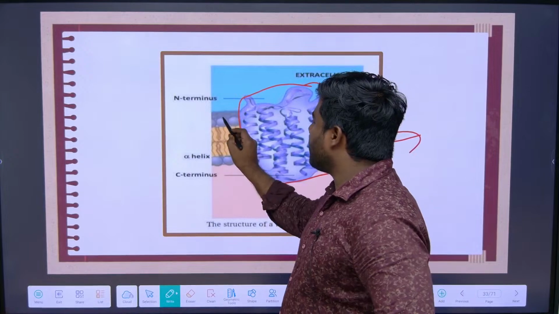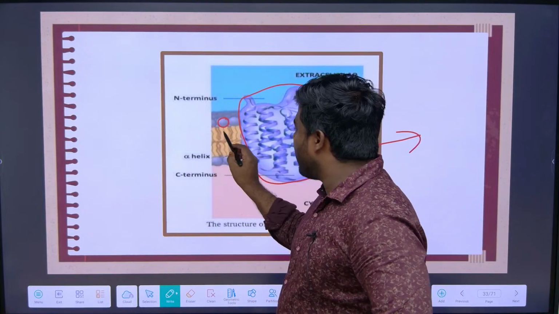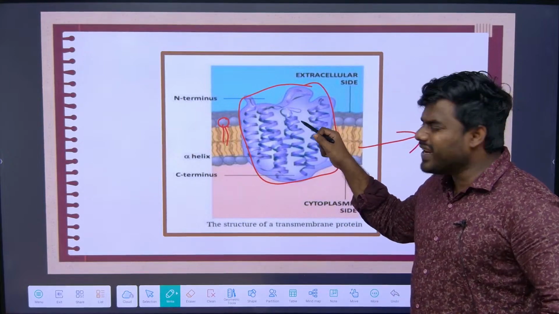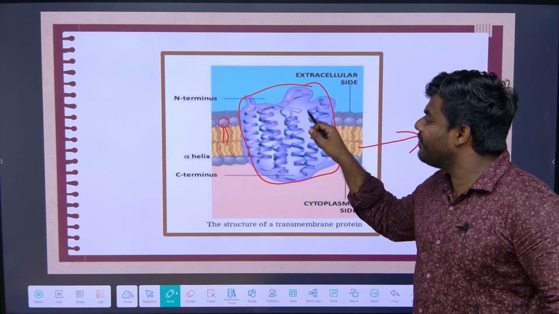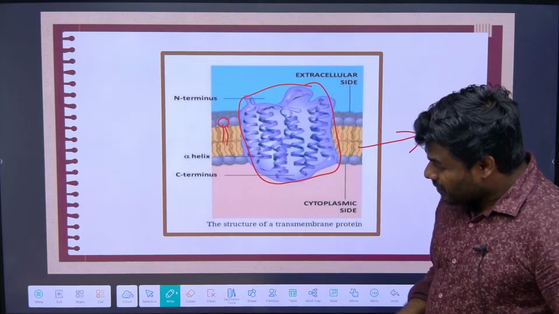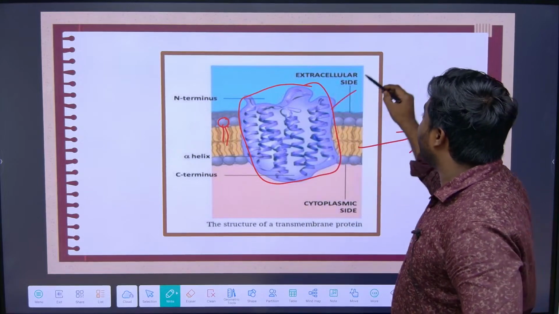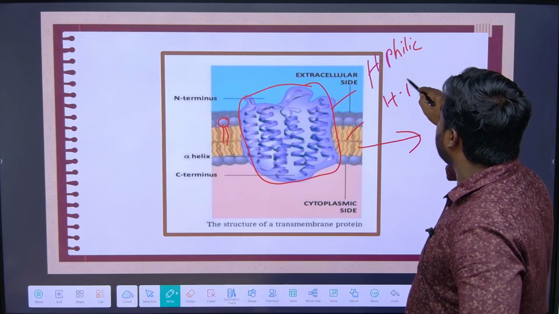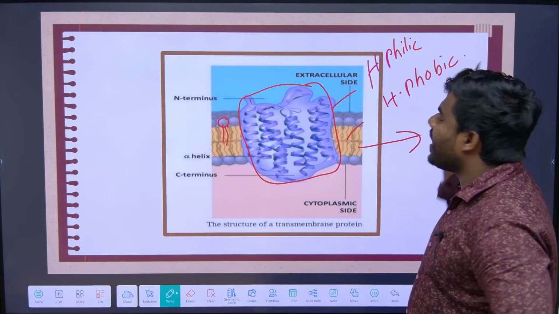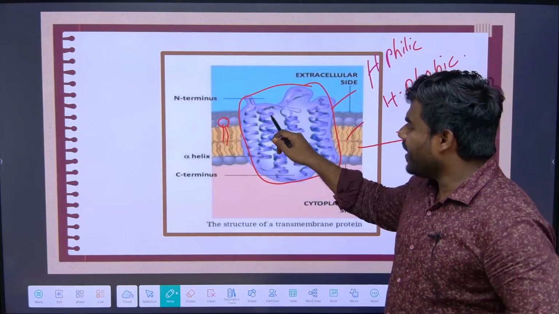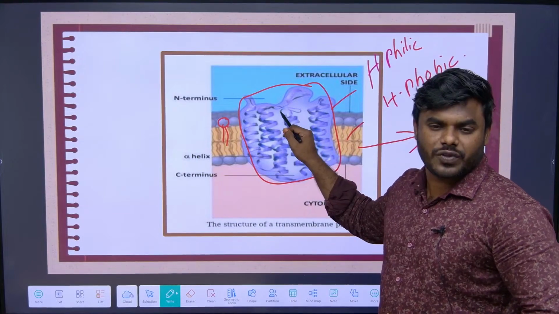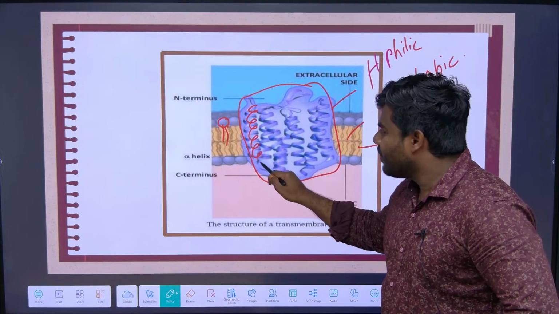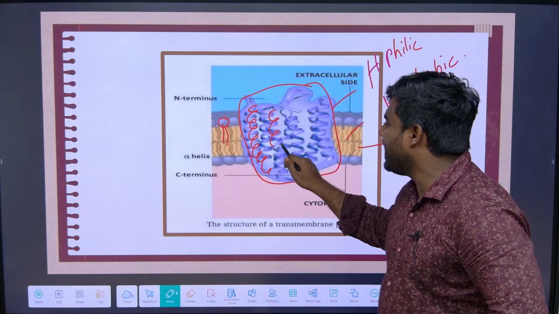Now, you know that the plasma membrane contains heads and tails. How is this particular protein embedded? Last time we discussed in biochemistry, this integral protein contains hydrophilic amino acids, and it also contains what? Hydrophobic amino acids also. You know, right, what is this structure? Secondary structure of the protein. What are these? Alpha helix.